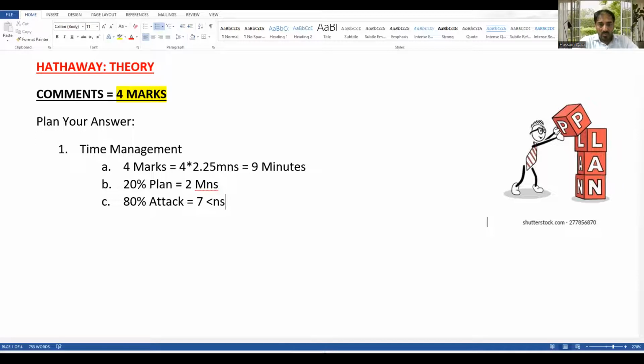That's 7 minutes you need to work out for attack. That's a point. That's the first thing. So at the time of planning, you have to bear in mind how much time I have, because you have to be very much strict for the time management.